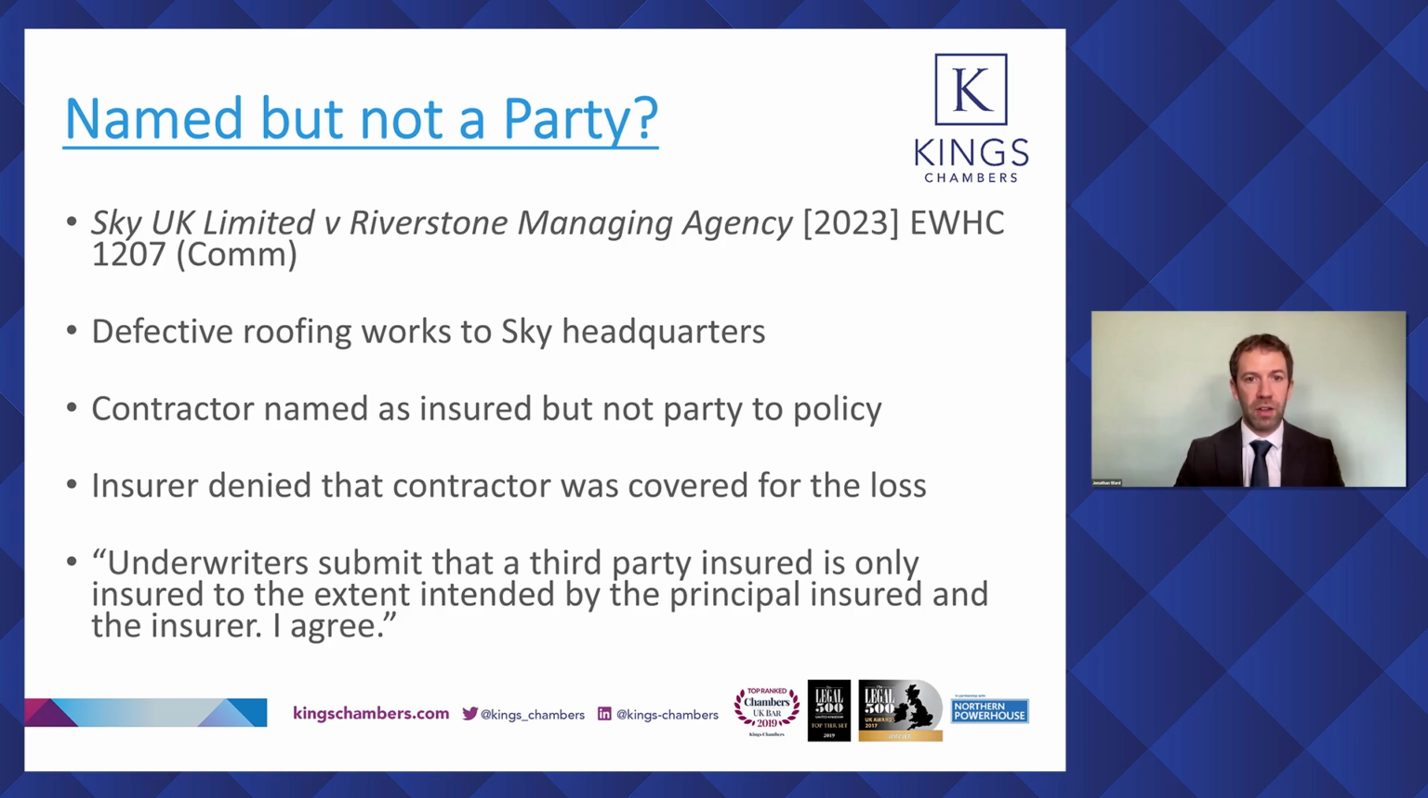So Mace was the contractor. It was named as an insured on the policy, but it wasn't a party to the policy. The policy was taken out by Skye, and there was a problem with the roof. The roof effectively failed, and both parties claimed on the policy. The insurer denied that Mace, as contractor, had any claim at all on the policy. And Judge Pelling looked at various decisions, including Haberdashers and RFU.